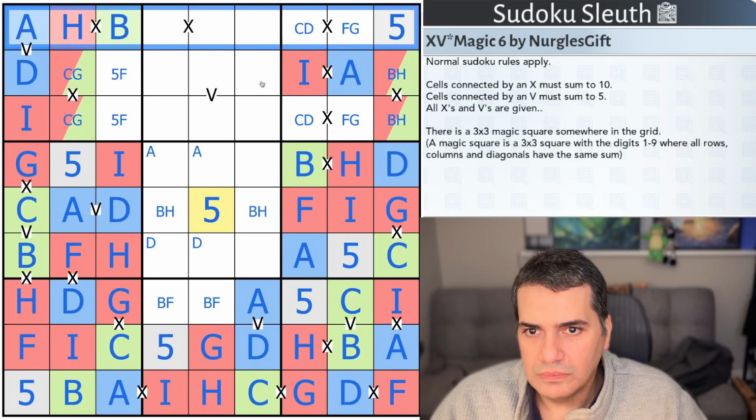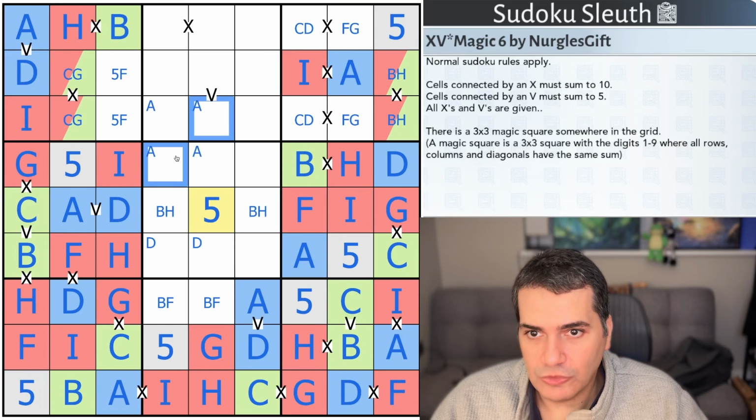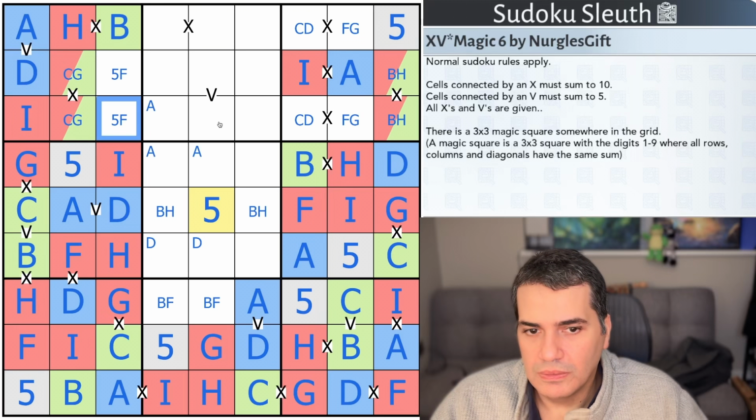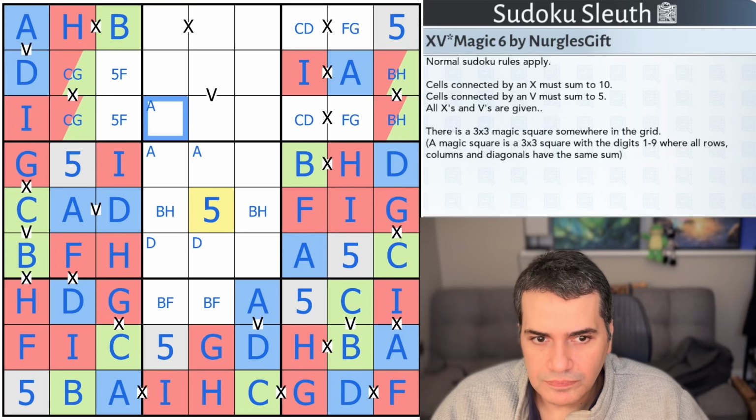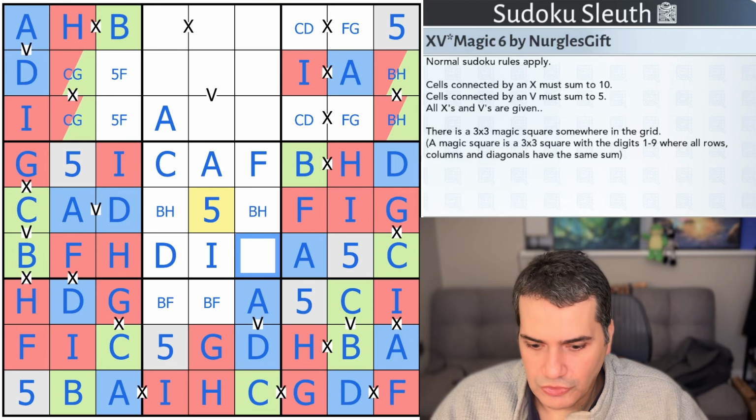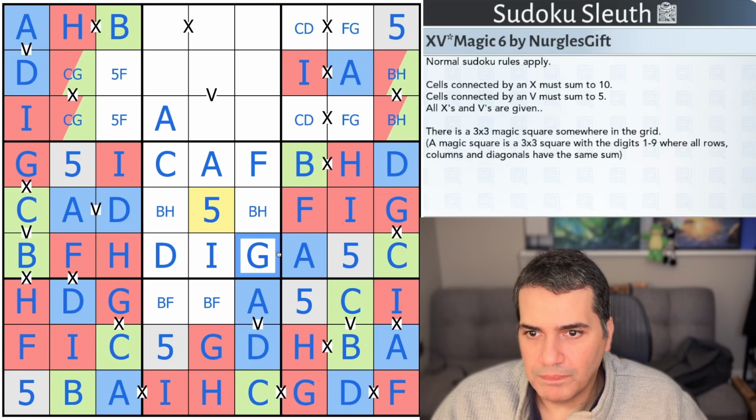A now is none of these cells. So A is in one of these two, forming another X-wing. That can't be A because this would have to be D, which it isn't. So that's... Come on. There. A, and then remember that can't add up to 15. So that's D, that's F, that's I. C and G, that's C, that's G. That's my magic square done.